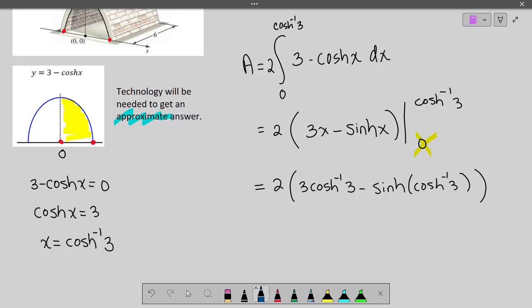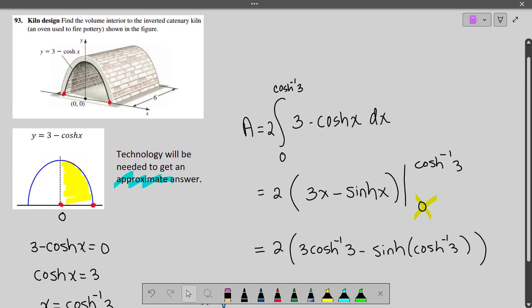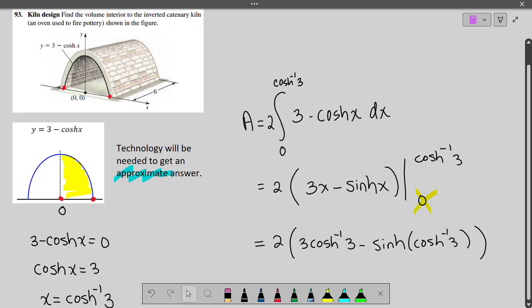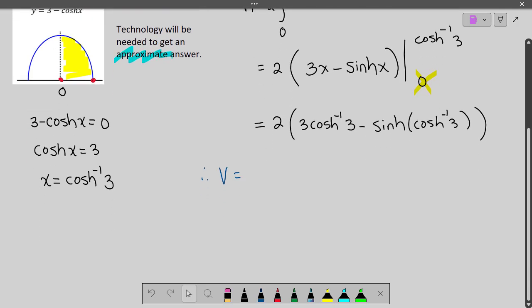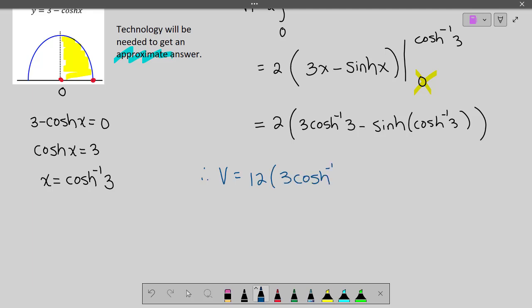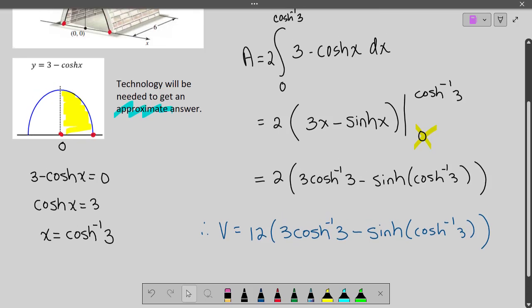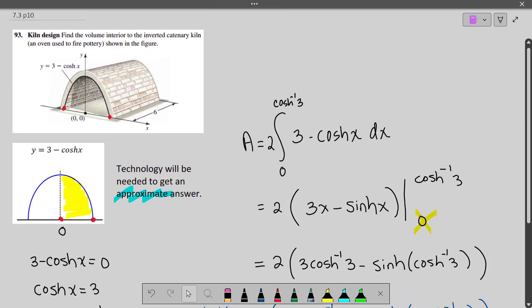Therefore, the volume will be the area of the face multiplied by 6. So if we want the volume approximated, we're just going to type this right into your calculator, right into Desmos. And that would give us an approximation. So that'll be our volume. And if they gave us units, we would put units on there. I don't think they did.